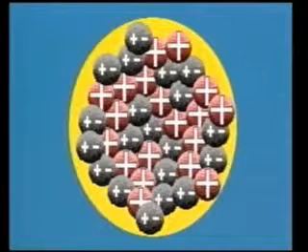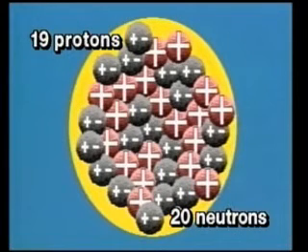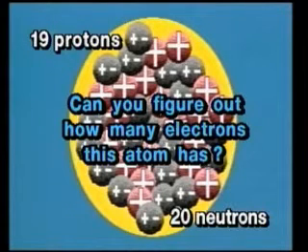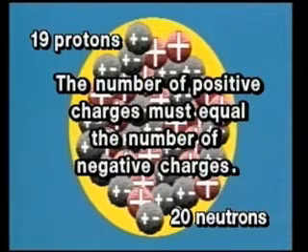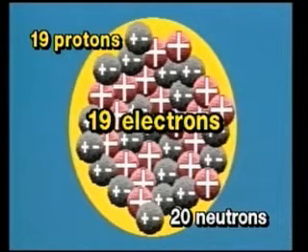Your nucleus should look like this, with 19 protons and 20 neutrons. Can you infer, that is, figure out, how many electrons this atom has? Since atoms have a neutral electrical state, the number of positive charges must equal the number of negative charges. So, if an atom has 19 protons, it will also contain 19 negatively charged electrons.